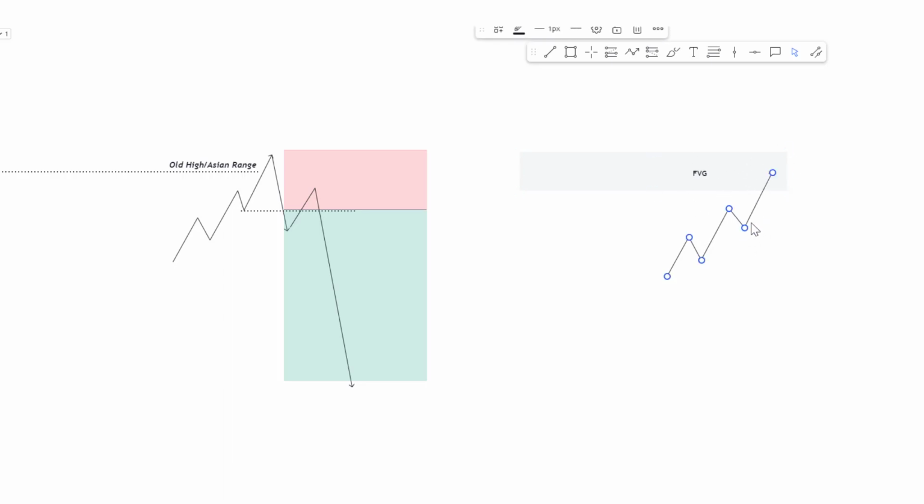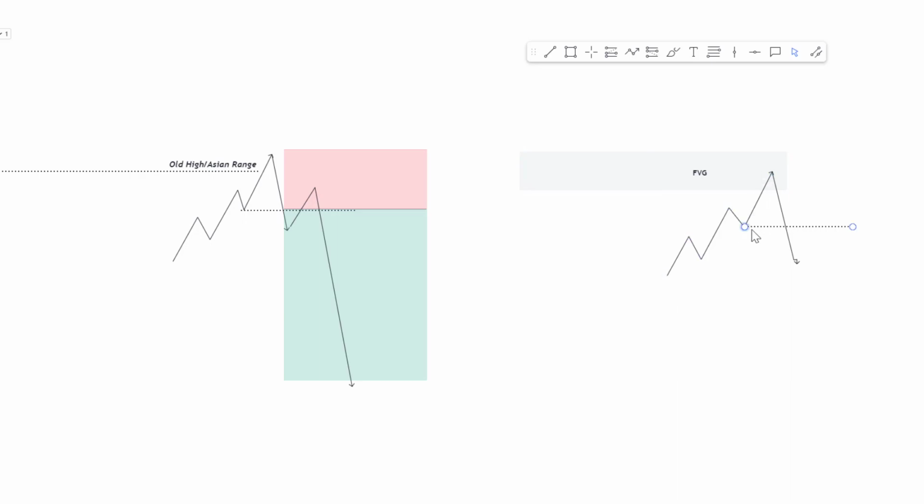Okay, price rebalancing inefficiencies inside this fair value gap. Now what you're going to note is we're going to have a shift in state of delivery, where we're going to mark the opening price of this order block, because this candle right here, the series of candles, it could be a single candle and it can actually be a series of candles. So this is our order block right here.